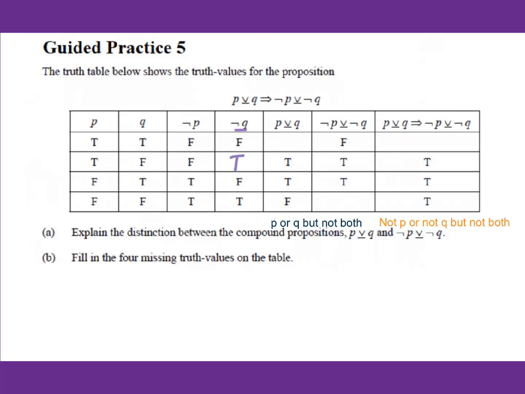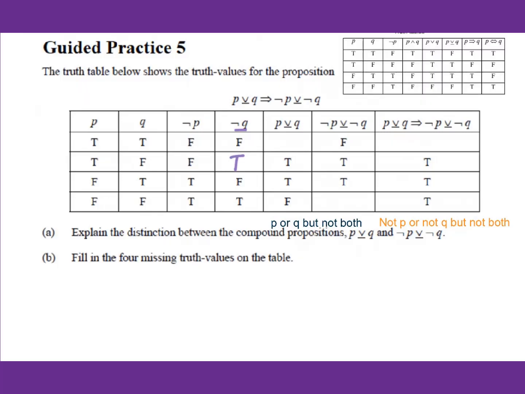P or Q, but not both. To be true, exactly one must be true. When you take an IB exam, these truth tables are given. So always check from here, get the rule. To be true, exactly one must be true. Therefore, you will have, this is a false.